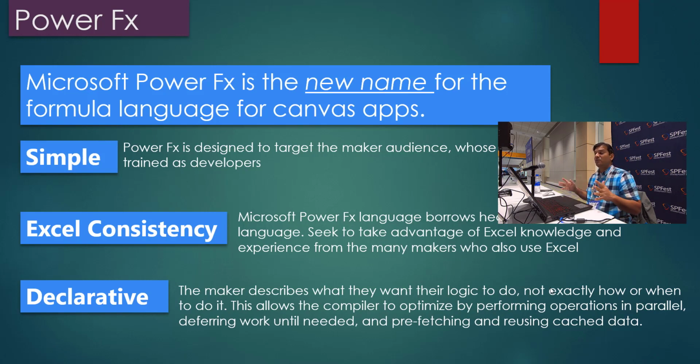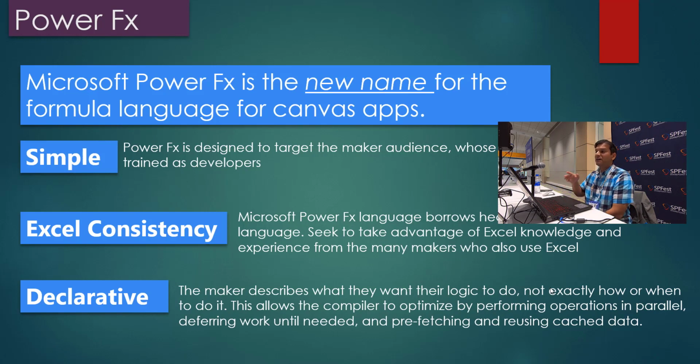Declarative coding is a little bit different. It's a lot of what we already see in Excel, and a lot of what we see in Power Apps, is that people need to just know what is the final outcome that I want. I don't need a step-by-step thing. What is the outcome? What am I trying to achieve? And then everything over there will automatically take care of it by doing the pre-fetching work for you and making it reusable as well. So the whole concept of this, where the maker describes what they want to do to their logic and not exactly know the hows and the whens, allows the compiler to optimize by performing operations in parallel, deferring work.